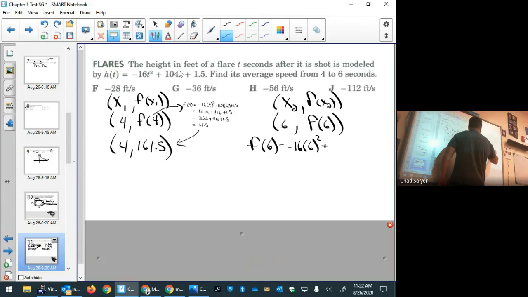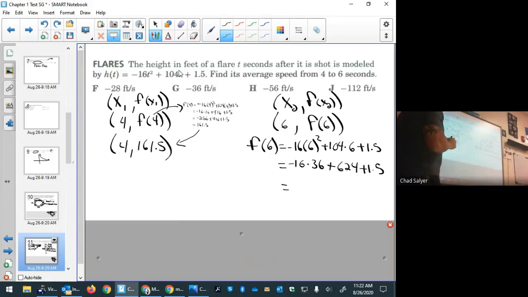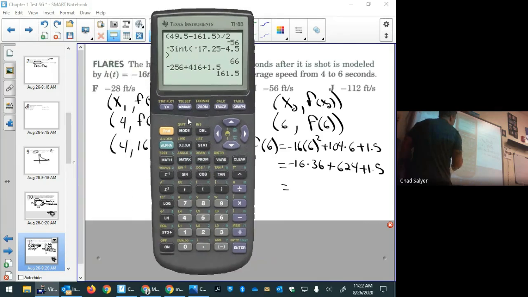Now for this other one, f of 6 is going to be equal to negative 16 times 6 squared plus 104 times 6 plus 1.5. So in this case, it's negative 16 times 36 plus 624 plus 1.5. Once again, we'll use the calculator here to save ourselves some arithmetic. Negative 16 times 36 plus 624 plus 1.5 is 49.5.